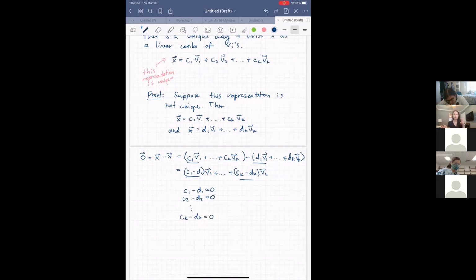meaning that our supposed different representation is actually the same exact one, because each of these tells you that C1 is the same as D1, C2 is the same as D2, and CK is the same as DK. Right? So the representation is, or let's say, must be unique.